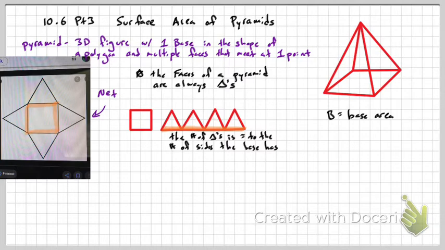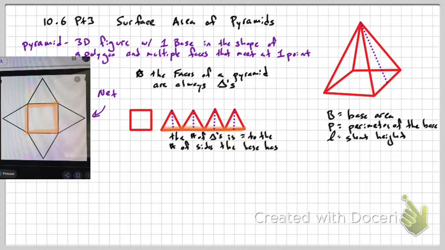Okay, so for our formula, we're going to have base area, our capital B as usual. We're going to have perimeter, so I said perimeter of the base, and the reason why is because of this guy right here, right? And then finally, we're going to have our slant height. Now remember, slant height is the distance from the edge of your figure to the top, and the slant height of the face is actually the height of all of these triangles.